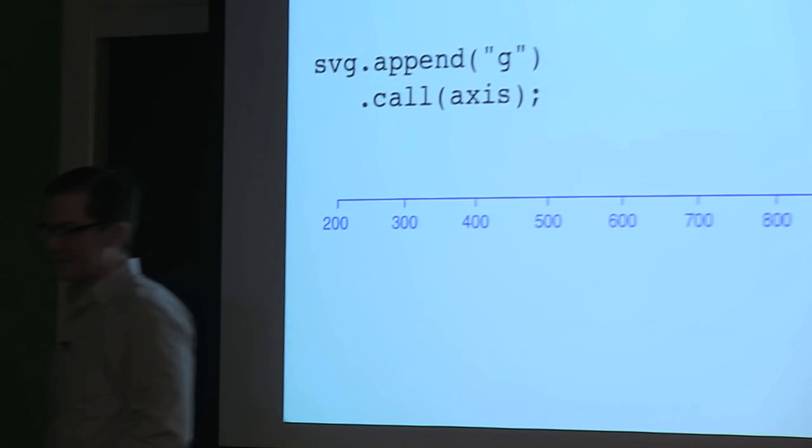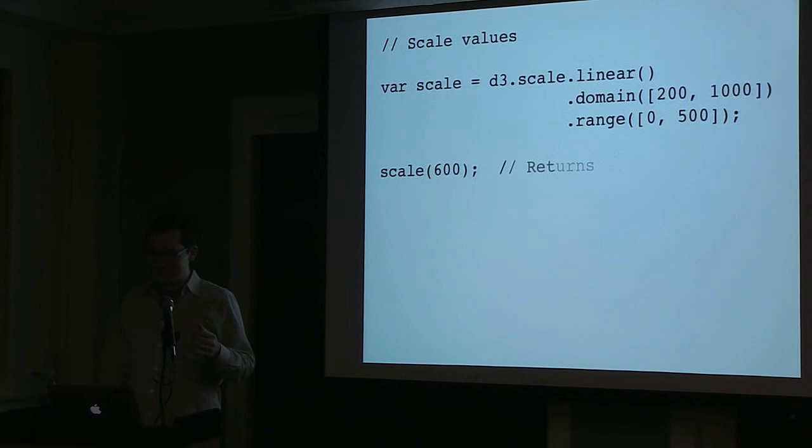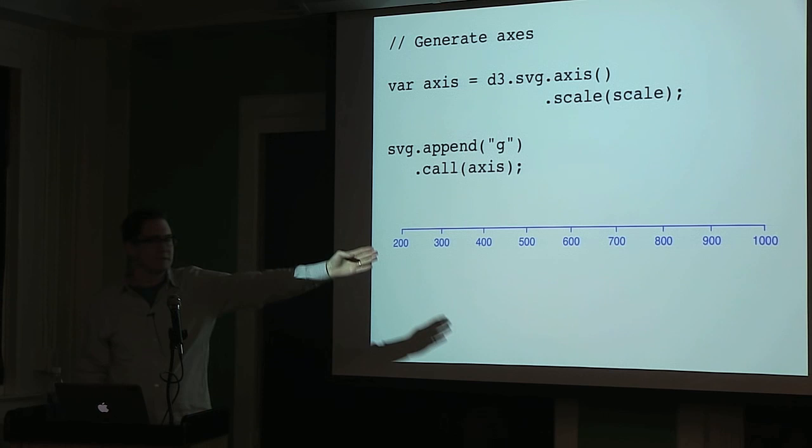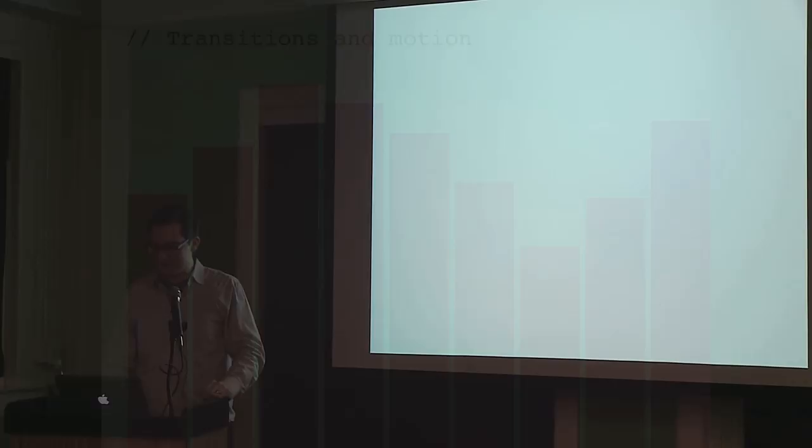So you can see here, you don't have to understand all this code, but right here I'm referencing the scale I created before. So this axis generator knows, it's looking back and saying, oh, that's right, Scott made this scale that's going from 200 to 1,000. I'm going to reference that and make the corresponding axis that goes from 200 to 1,000, because those are the range of my data values.